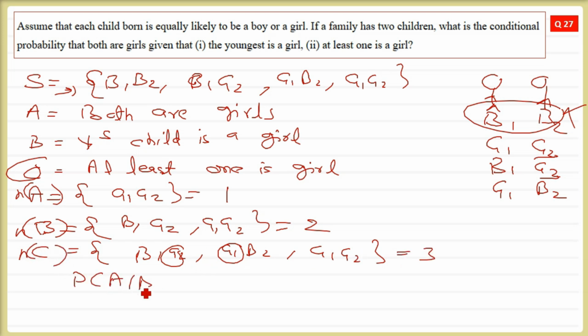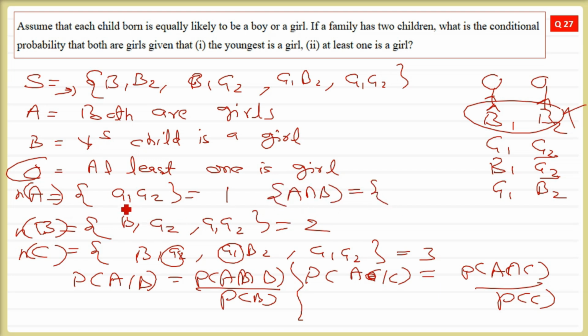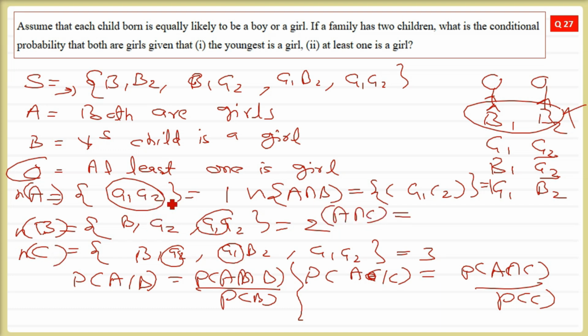Now P(A|B) we will find out and P(A|C). That is both are girls if it is given that the youngest is a girl, which is P(A|B), and both are girls if at least one is a girl, which is P(A|C). P(A|B) is P(A intersection B) by P(B), and P(A|C) is P(A intersection C) by P(C). Now A intersection B, let's find out first. What is the common value? Only G1, G2. So the number of elements in A intersection B is only 1. Now A intersection C: again G1, G2 because A has only G1, G2. So this is again 1.